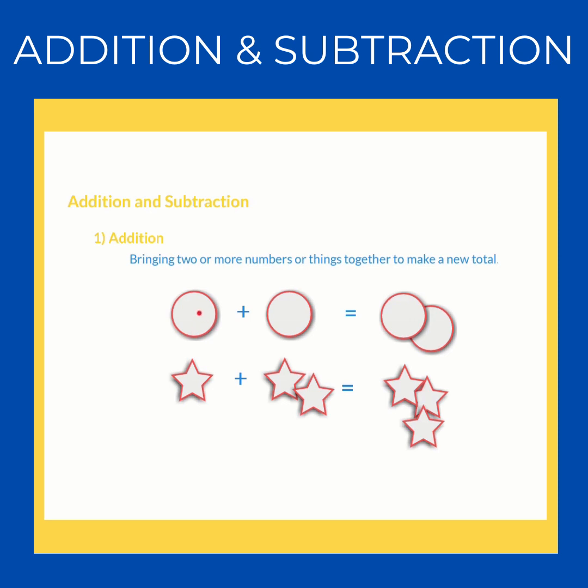So if I have a circle and I want to add another circle, in total I'll have two circles. If I have a star and I want to add another two stars, in total I'll get three stars. So this is the first star, this is the second star, and this is the third star. So in total, three stars.